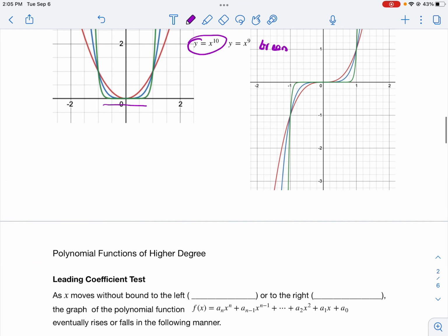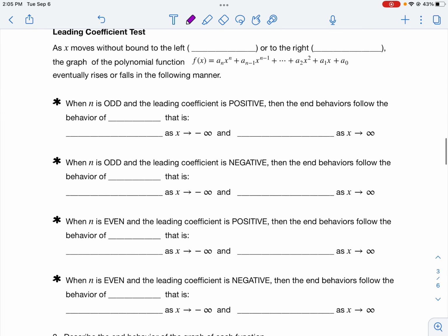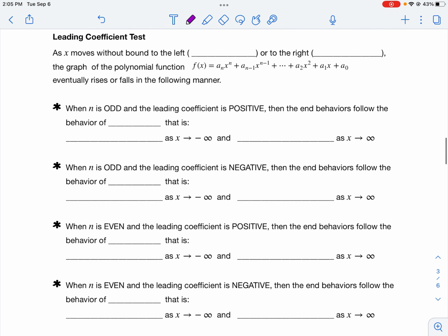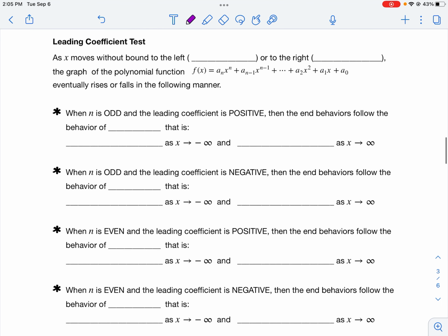Now that we figured out the basic shape, there are actually 4 shapes. I only did 2 because my leading coefficient was positive, but it was 1. So with the negative coefficient, we get a few more behaviors of our graph. And that's what we're going to talk about here. It's what's happening at the ends of the graph.